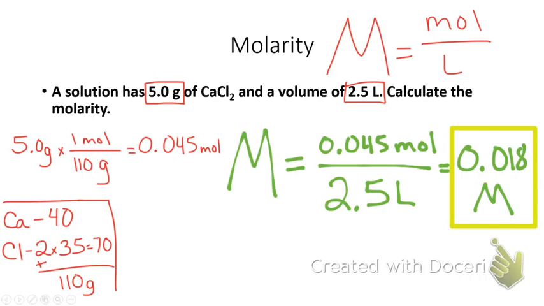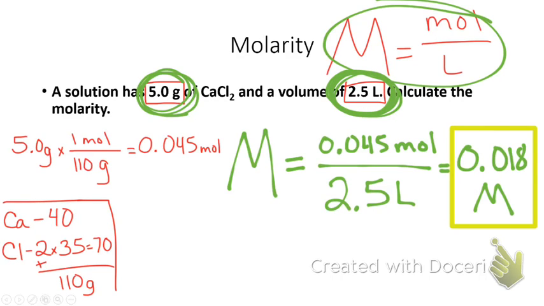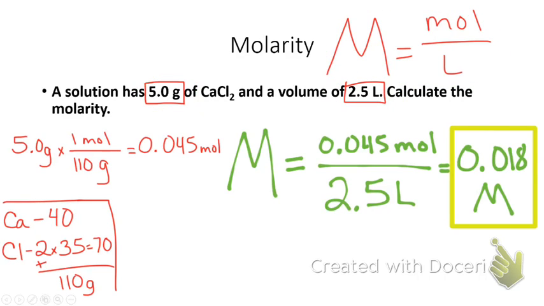How did I get that? 0.045 divided by 2.5. This is about as tricky as they can be. Again, this problem gave me grams. Another thing I can do, instead of giving you grams and liters, I could give you grams and milliliters and actually make you do 2 small conversions before you can even get to your molarity equation. They're not too bad. You just have to really watch those units and make sure you convert where you have to.